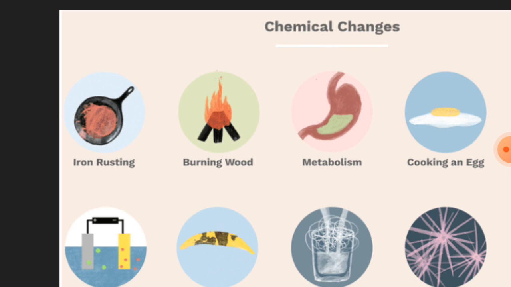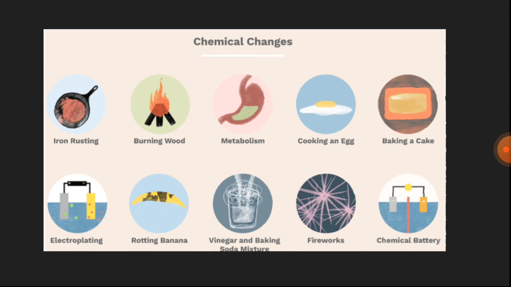Chemical changes: iron rusting, burning wood, metabolism. Metabolism means digestion, respiration, these are all. Next, cooking of egg. Next, baking of cake. Electroplating. Electroplating means we are taking the two elements. For example, you can take sodium chloride. I am taking two elements. In that, we are purifying the metals. That only electroplating. Rotting of banana.